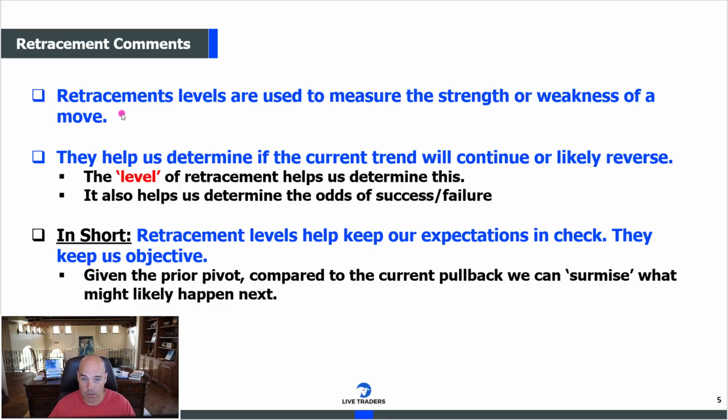The deeper a retracement is, the weaker the move is. That's true. But nowhere in there did I say, hey, buy shallower retracements, stay away from deep retracements. I don't want you guys equating those two things. They're completely different conversations. So don't put those together.